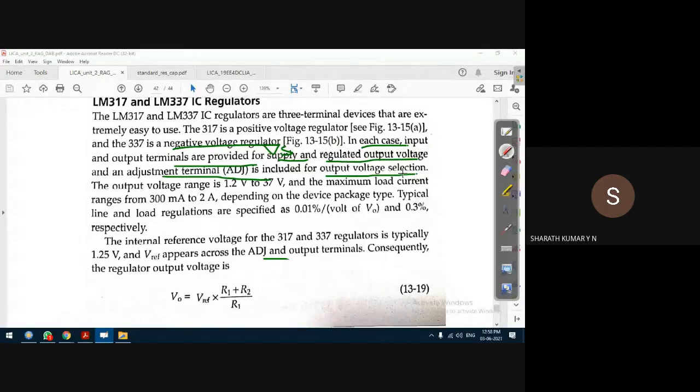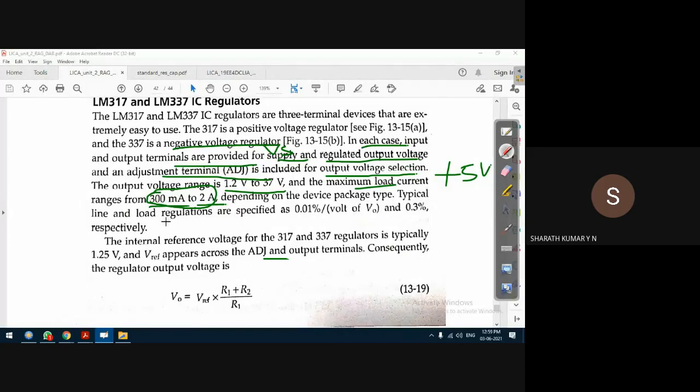There is variation of output voltages. Output voltage ranges from 1.2 volts to 37 volts. As I said, we can set it to 5 volts, 12 volts. The maximum load current ranges from 300 milliamperes to 2 amperes. But we also have to understand that as the current varies, the ripple content of the output also increases, depending on the device package type.